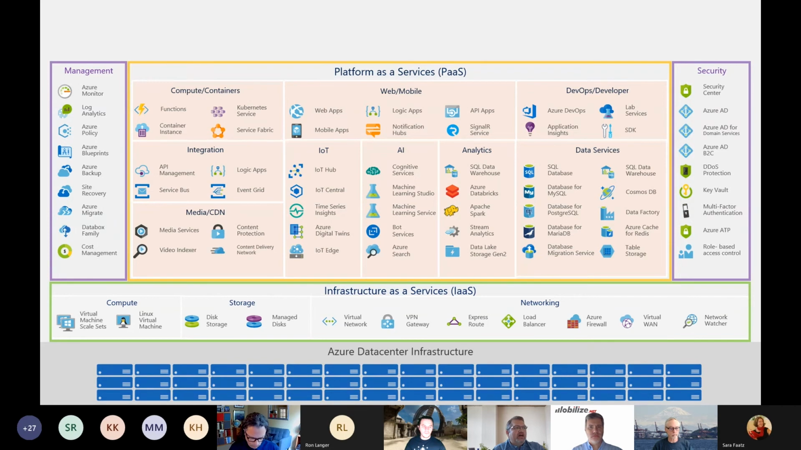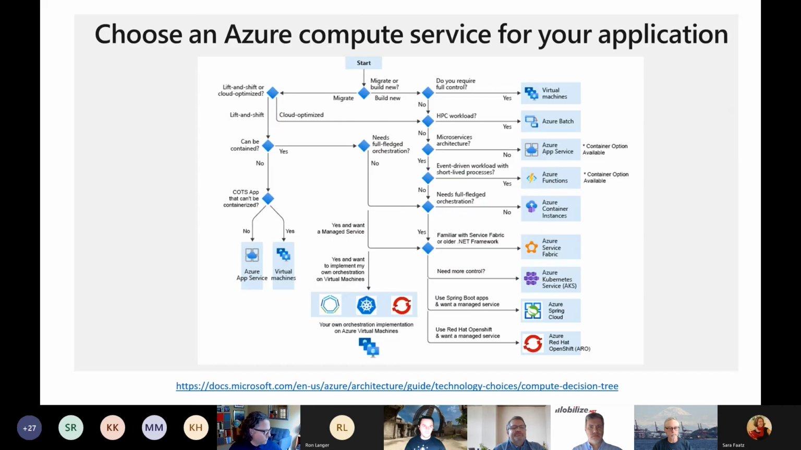So let's go quickly to a decision tree if you are starting your journey. This is a quick decision tree to choose an Azure Compute service if you are trying to develop or migrate apps on Azure Cloud.